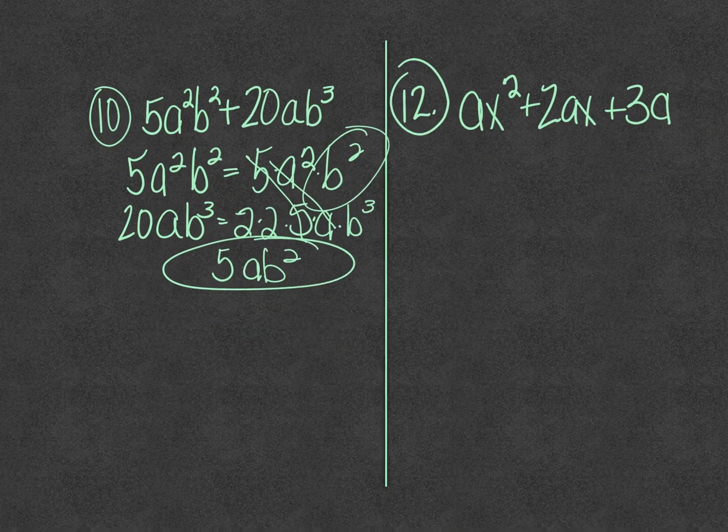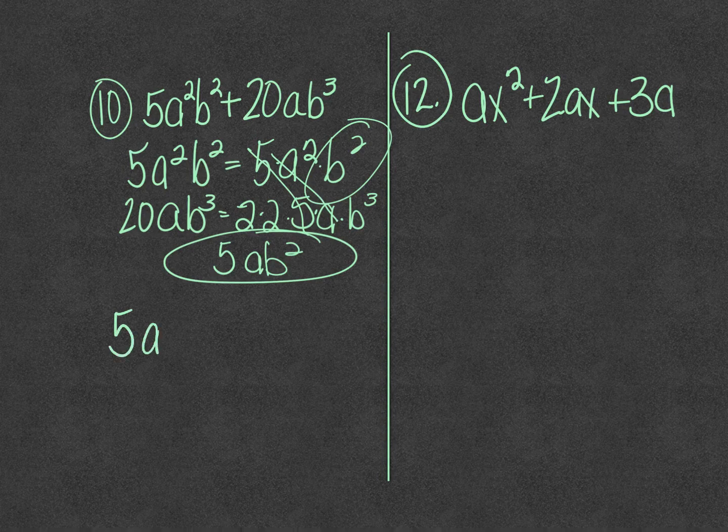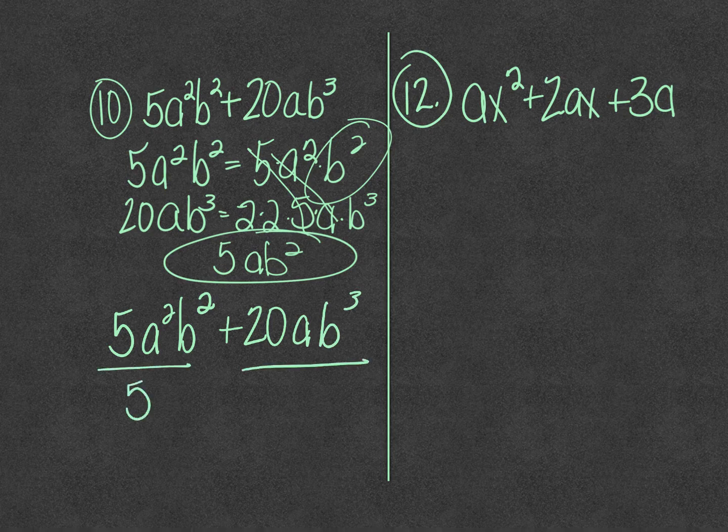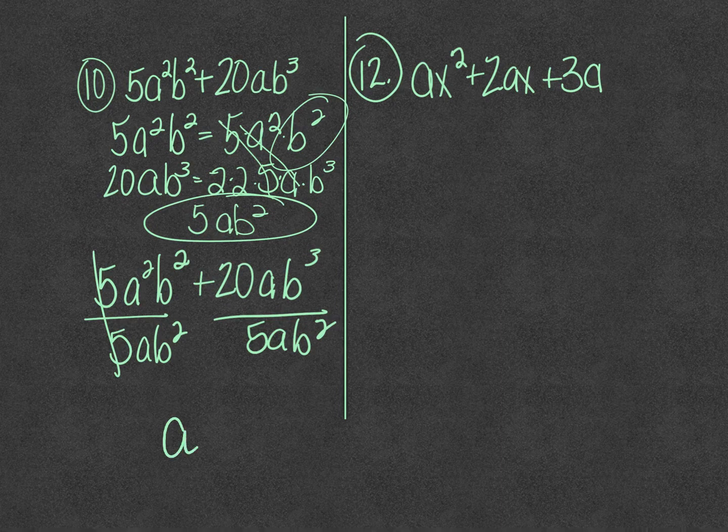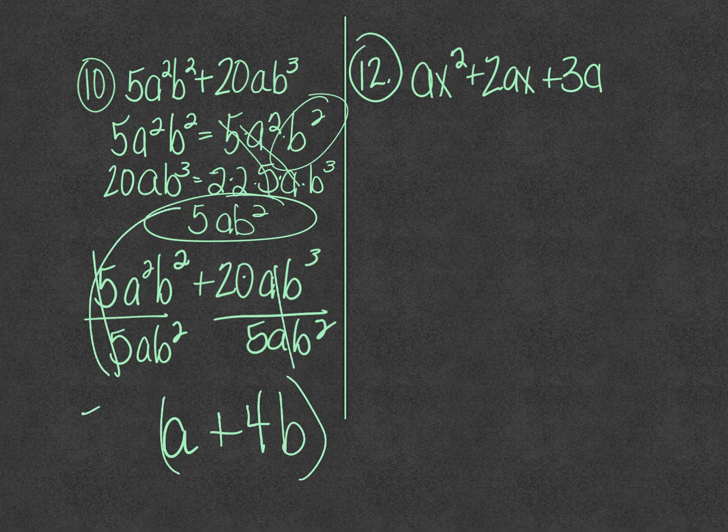Now let's take our original expression, actually, because it doesn't have an equal sign. Going to divide both sides by 5ab squared. Cancels. That leaves you with a plus 20 divided by 5 is 4. That cancels, and that leaves you with b. Put parentheses around, bring your 5ab squared, and that's your answer.